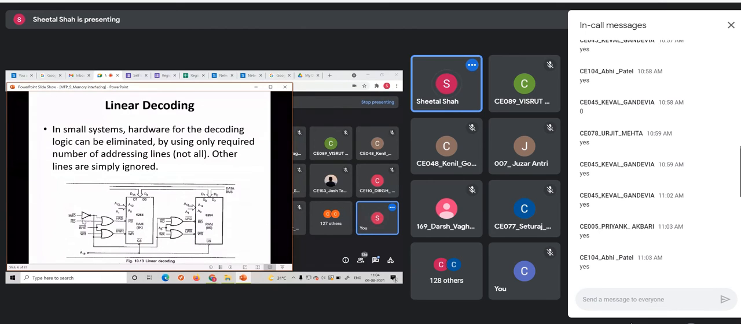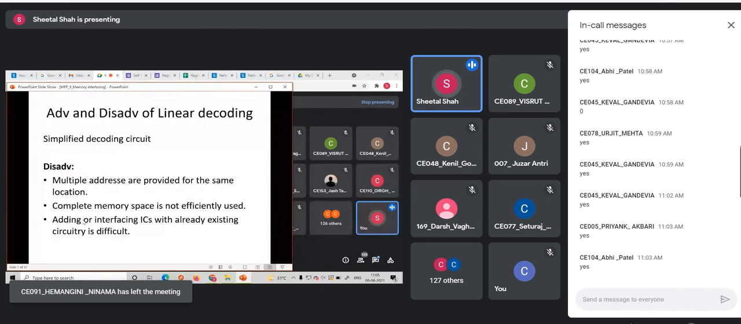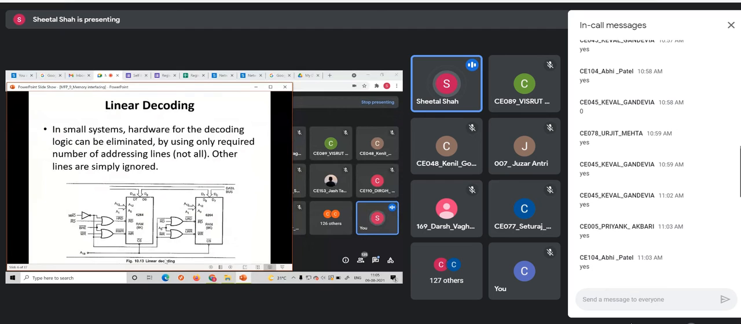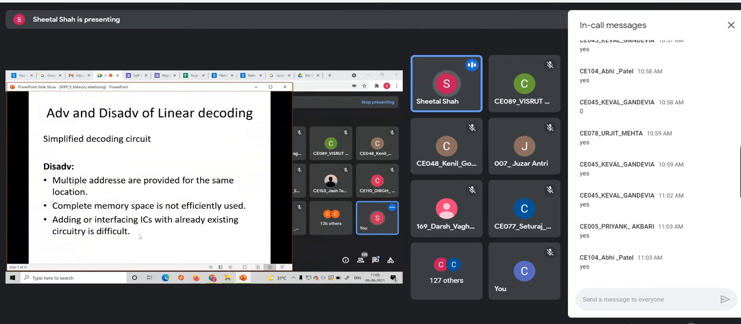Are you getting this? Followed? So the advantage of linear decoding is that the circuit is simplified, because you can see that the A19 pin is directly connected to the chip select line here, so the circuit is a bit simpler. The disadvantages: multiple addresses are provided for the same location, which is what we have discussed, and the complete memory space is not efficiently used. Also, interfacing ICs with an already existing circuit is difficult.